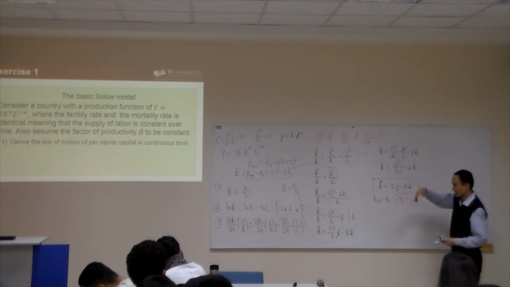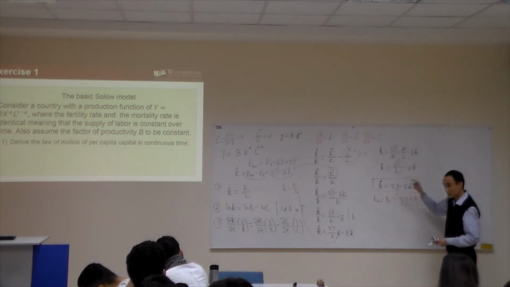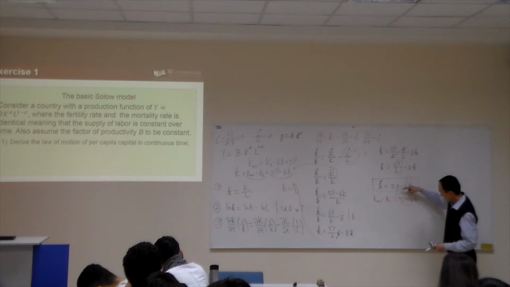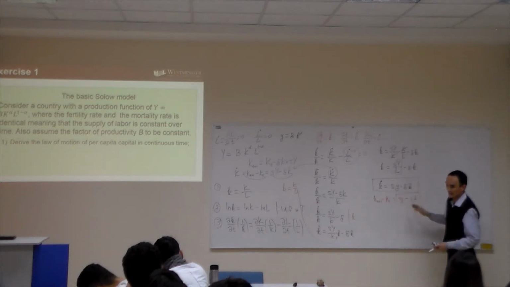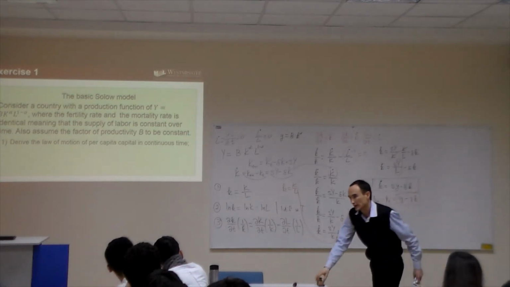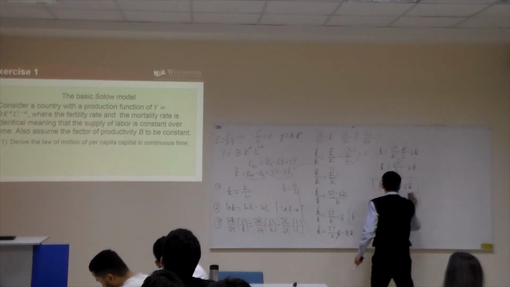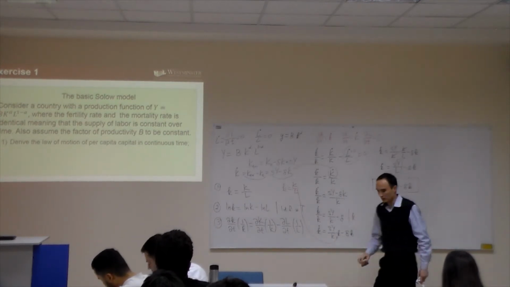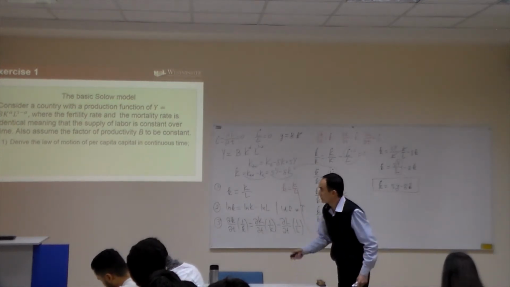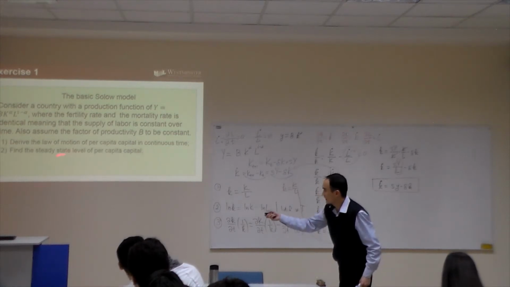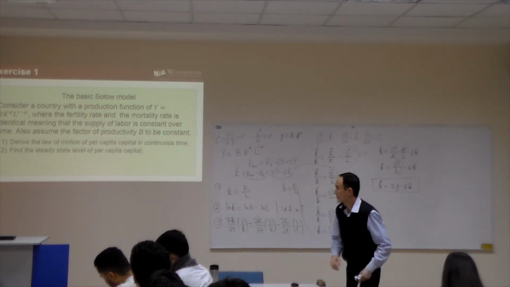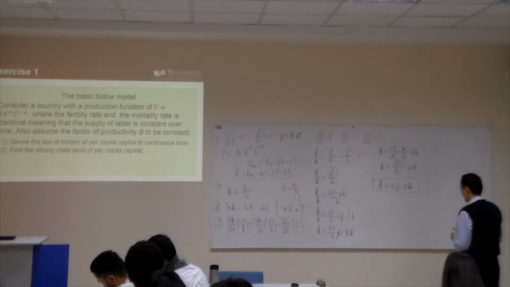But in the second exercise, we are going to derive with population growth, which the law of motion is going to be different. And that difference is included. Okay, good. We are done with this one, number 2. Find the steady state level of per capita capital.